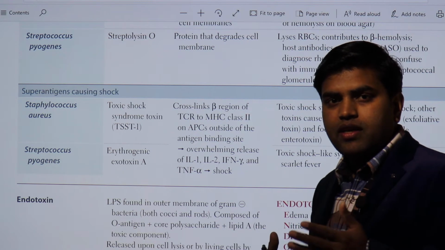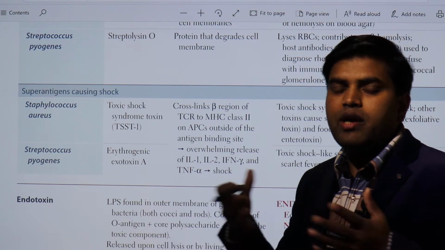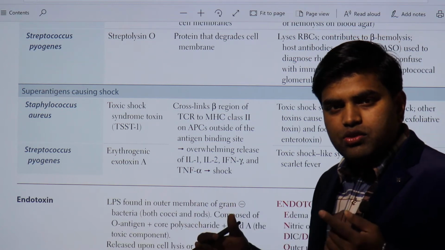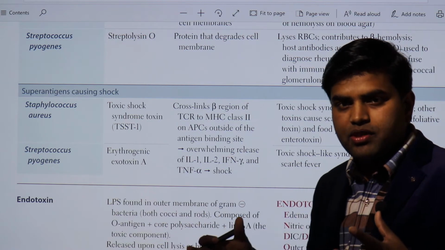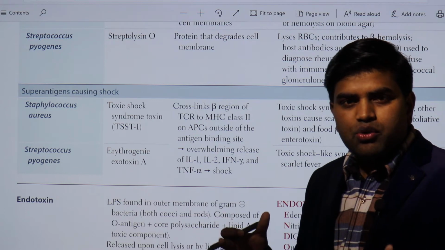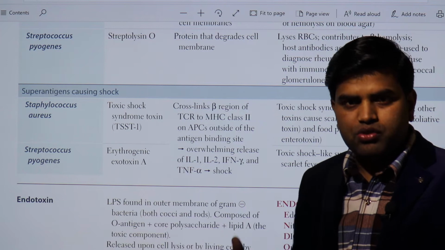And anything more than normal is going to hamper your own body. Since the rule was to activate only 1%, but there is more than 20% activation of T cells, many more interleukins and cytokines are released inside your body, and because of that, your body goes into shock.